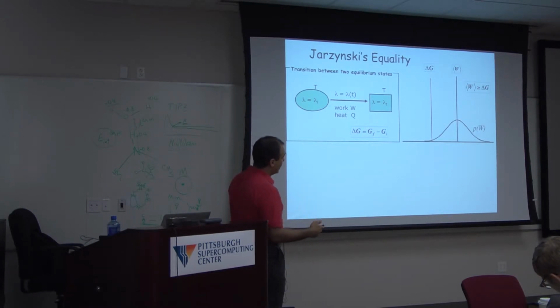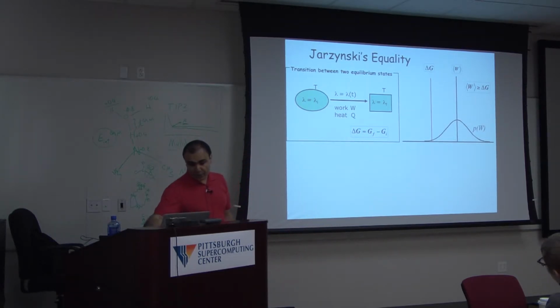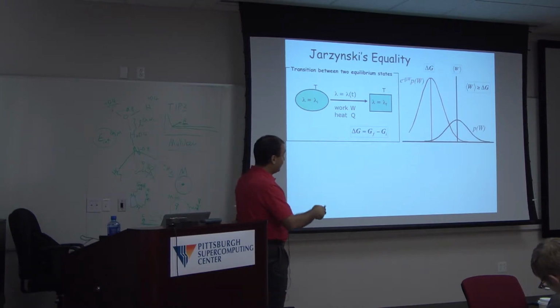But if you look at the exponential average of work, then there is an interesting relationship. You see that the exponential average of work matches the exponential free energy difference. And this is because this exponential average of work is dominated by those trajectories, by those cases in which work was very small, right? This is a negative term here.